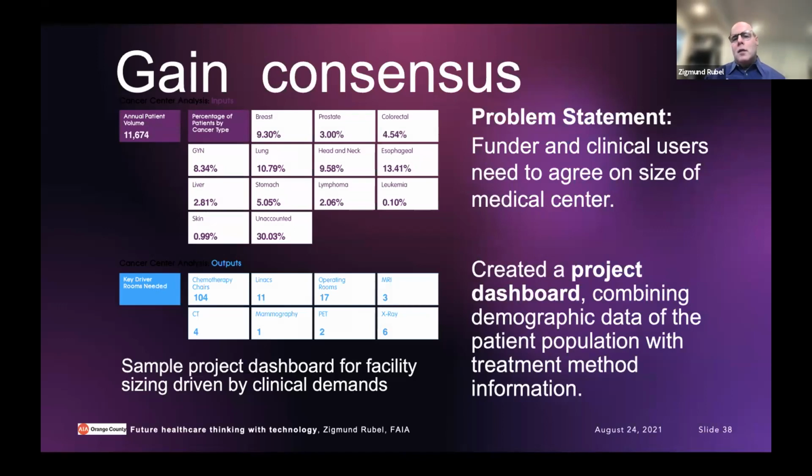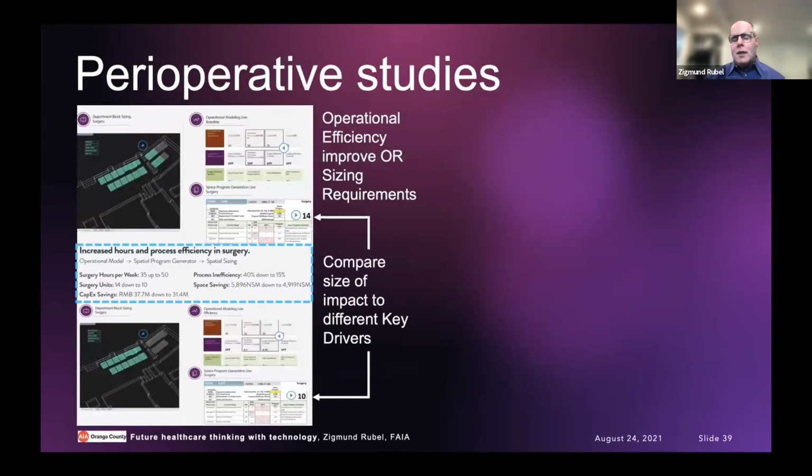However, the project was being funded by a business person, and he didn't really understand why the doctors wanted so many different key driver types of spaces. So again, we were able to use population health, and created this dashboard where we were able to codify the different oncology types and tie them to the different key driver rooms. So I'm going to show you some studies that we did.